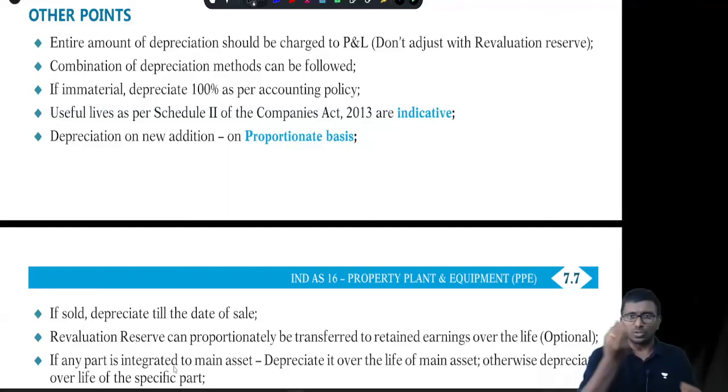And if it is non-integral, what does that mean? Even if the first machine dies, no problem, it will work with one more machine. So then it will be useful for the full 12 years, and I should depreciate it over 12 years. I hope that's all, my dear. This is about your Accounting Standard 10 or Ind AS 16.